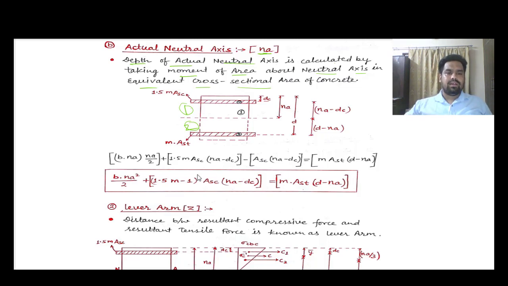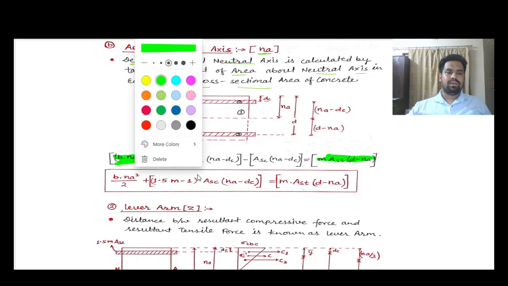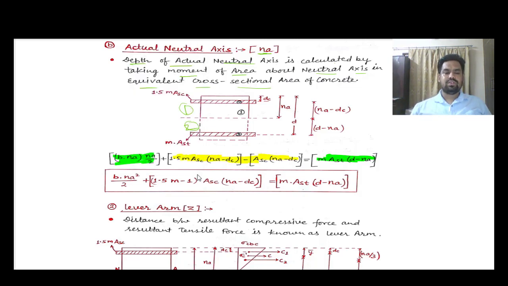As you can see here, I'm highlighting this portion, this part b Na into Na by 2, and this part which is on the right hand side of the equation, this is the same as the singly reinforced section, but now this part is added for the doubly reinforced section. So what is this? Basically it is the moment of area which was provided for the steel in the compression zone. And why are we subtracting this value? Because this is the area which was covered by steel, but due to the transformed section this area is not considered here for the analysis part.